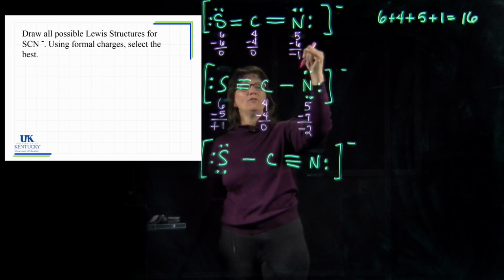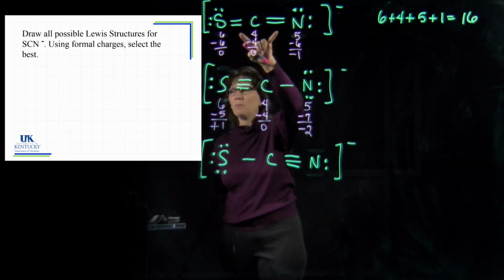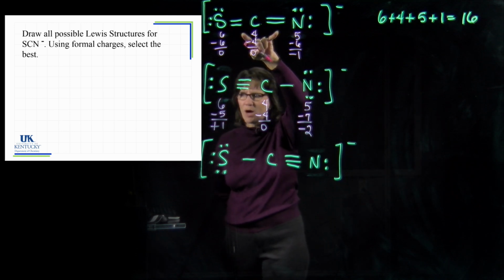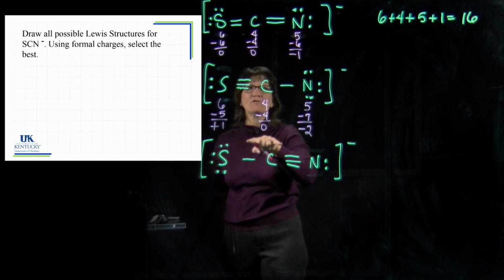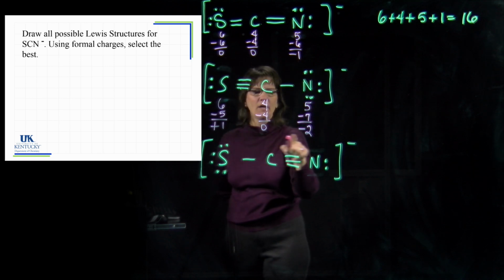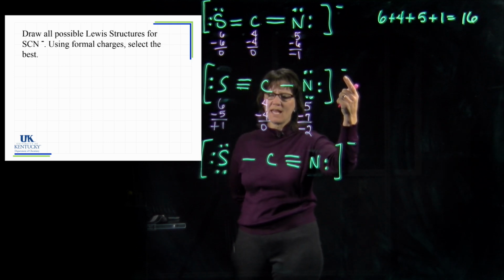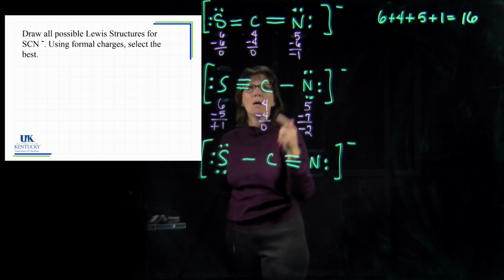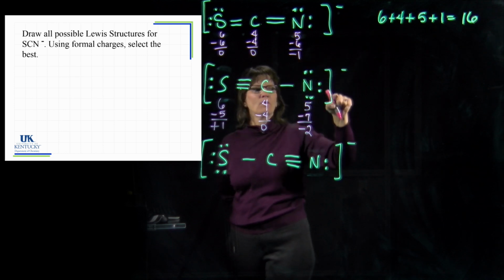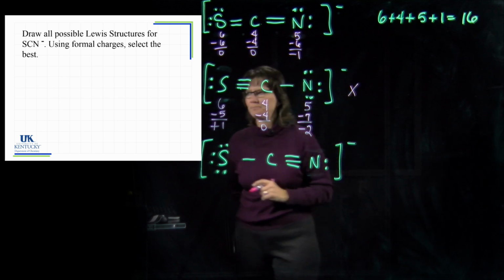Now when I look at these two, I can already say that one is better than the other. It's not because it's symmetrical. That is not why it's better. It's because of the formal charges. Low formal charges are better than higher formal charges. This one has a 2 in it. This one did not. They still add up to the overall charge, which they should always do, or you made a mistake in calculating your formal charges. But this one is better than this one.